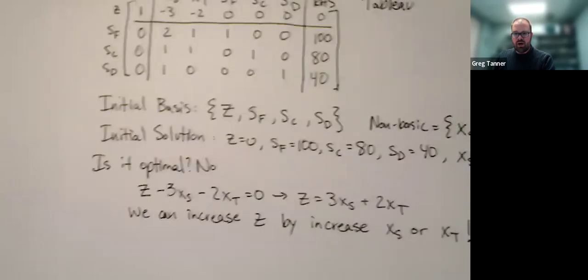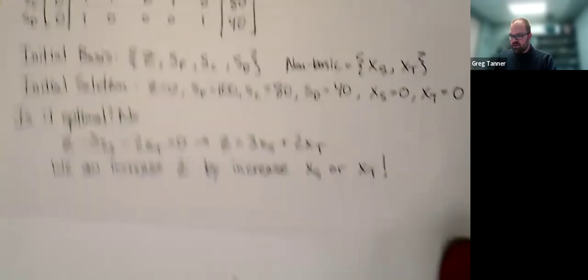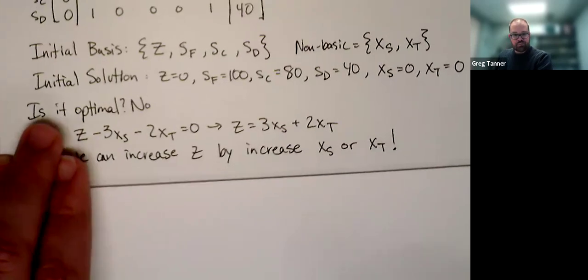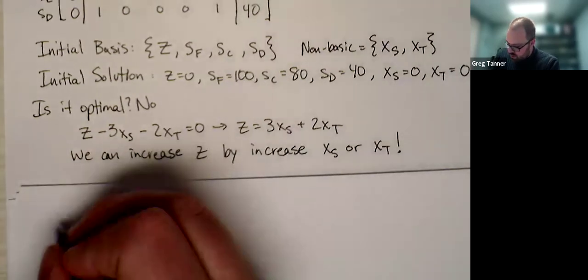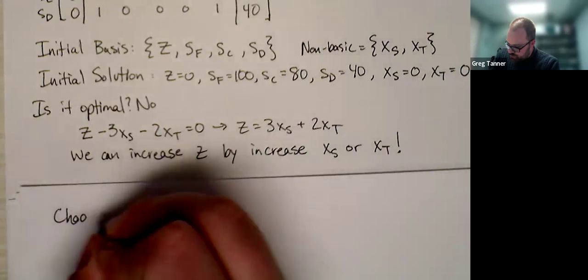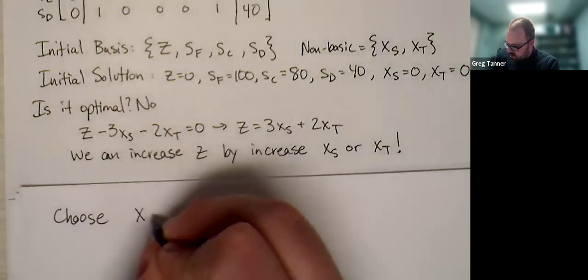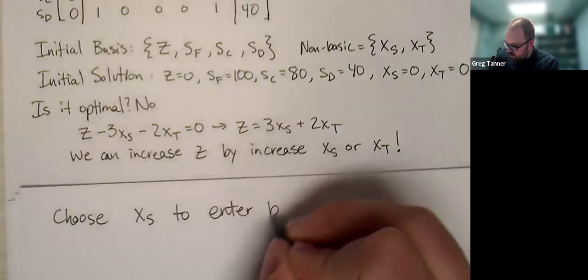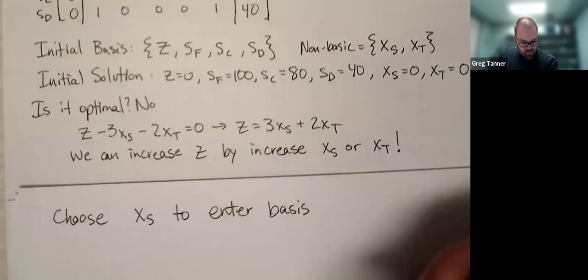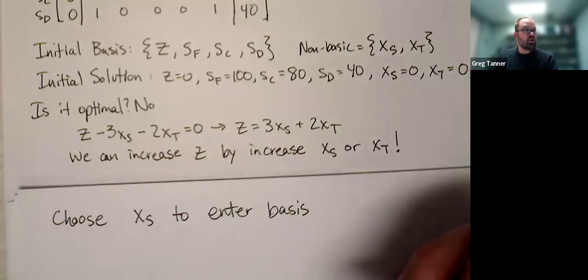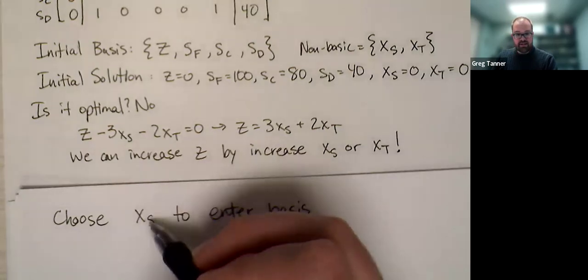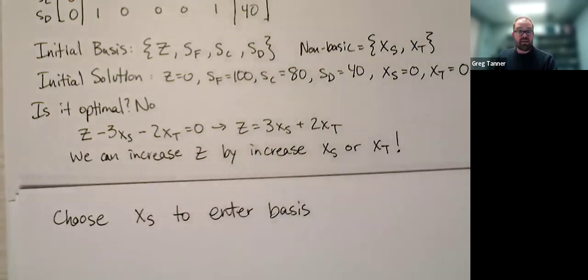Okay, you're going to want a couple of extra sheets of paper for this. And so here I'm going to jump onto a new sheet of paper. So we're going to choose xs to enter the basis. Okay, which means that our new basis is going to have xs in it, but we've got to get rid of something else.